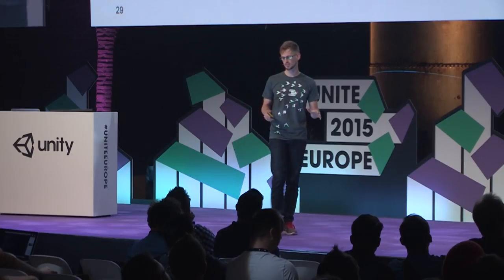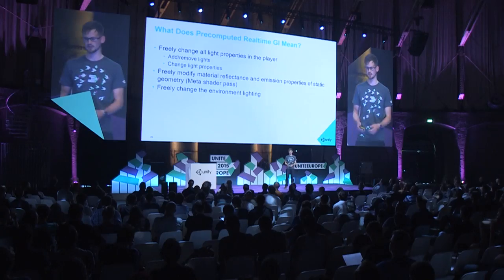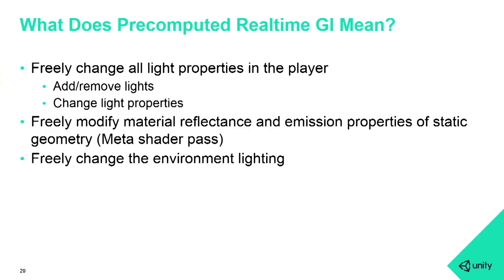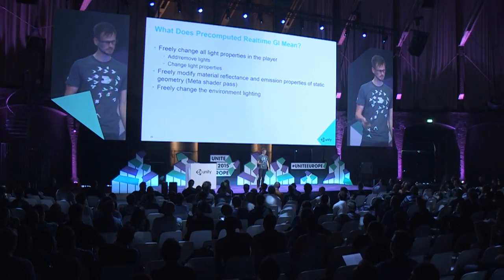So it means once you're done with the pre-calculation in the editor, you can change lights, you can add them, you can remove them. You can actually also change the albedo and the emission of any surface by using something we call a meta shader pass that I'll go into details with later on. But you can also change it in a more simple way using an API for changing, for instance, an emission color, which is a really fast way of making area lights. You can also freely change the whole sky dome, which opens up for a day and night effect, so you can have a dynamic time of day.